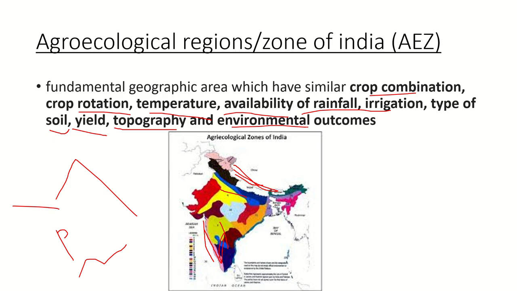It must be noted that agroecological zones are similar but not the same as agroclimatic zones. So agroecological and agroclimatic zones are different. We will see this later; it is not very important in the introduction part.